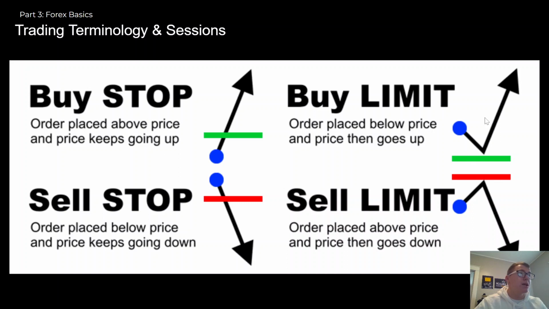So in this scenario on the buy limit, price is up here. You're saying if price comes down here, that's an area of interest for me, I want to buy right there. You place the order. If it hits it, you buy in. Hopefully it goes for you. That's basically all pending orders are.